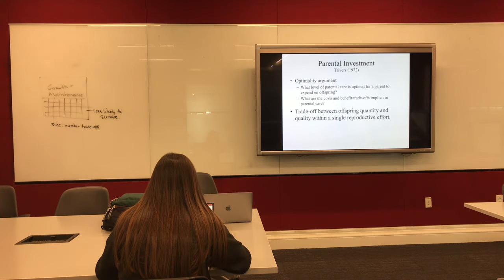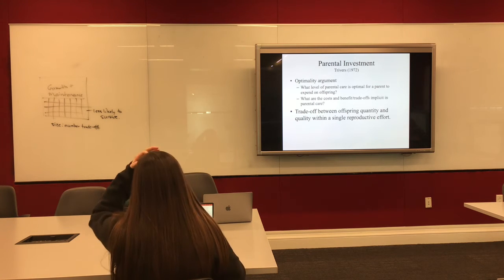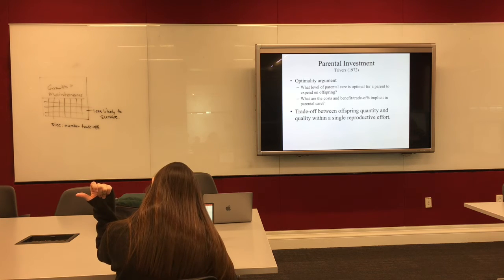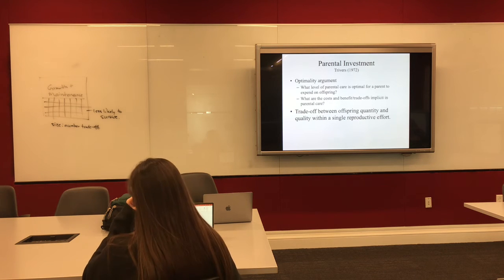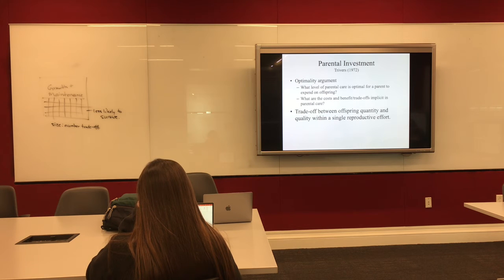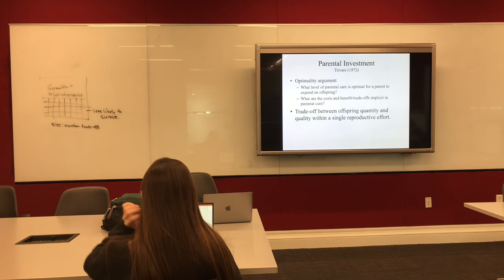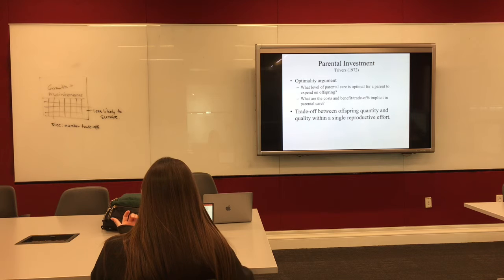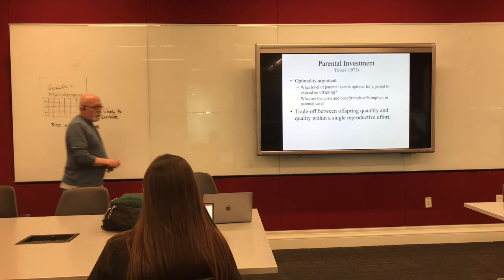You can't produce an infinite number of infinitely large offspring. Just can't work that way. If you produce a lot of offspring, they have to be small because you're limited in energy. And if you produce fewer offspring, you can make them larger. Or if you opt to produce larger offspring, you have to produce fewer of them because you have a finite amount of energy.